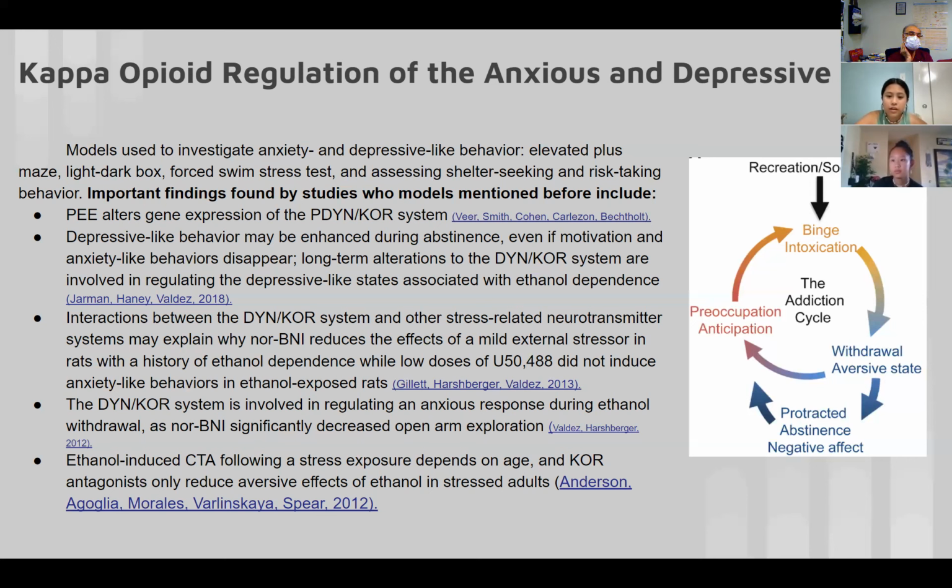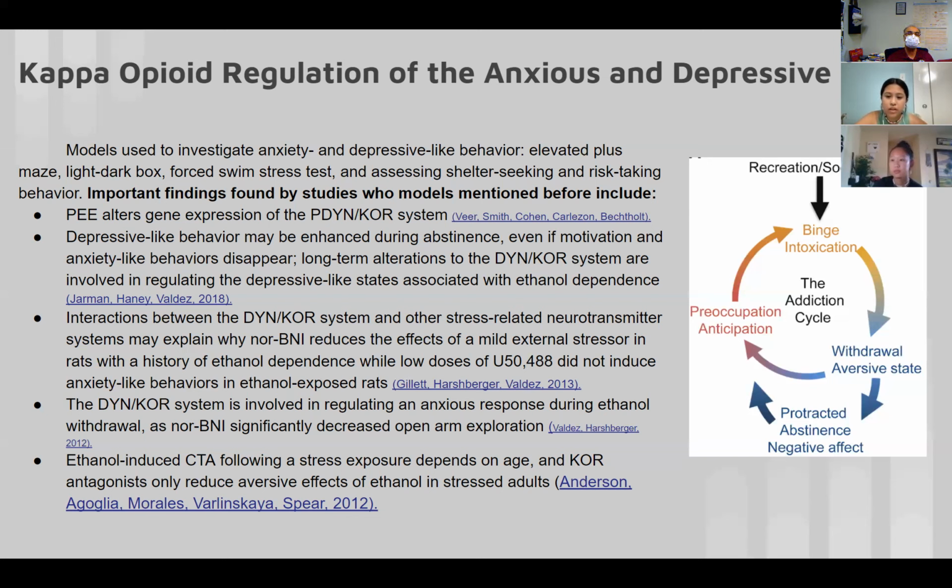The DYN-KOR system is involved in regulating an anxious response during ethanol withdrawal, as norbinaltorphimine significantly decreased open arm exploration in one study. Anxiety-like behavior associated with ethanol withdrawal is blocked by KOR antagonism, and results suggest that similar mechanisms are involved in regulating the changes in behavior that are associated with ethanol withdrawal and induced by KOR agonists.